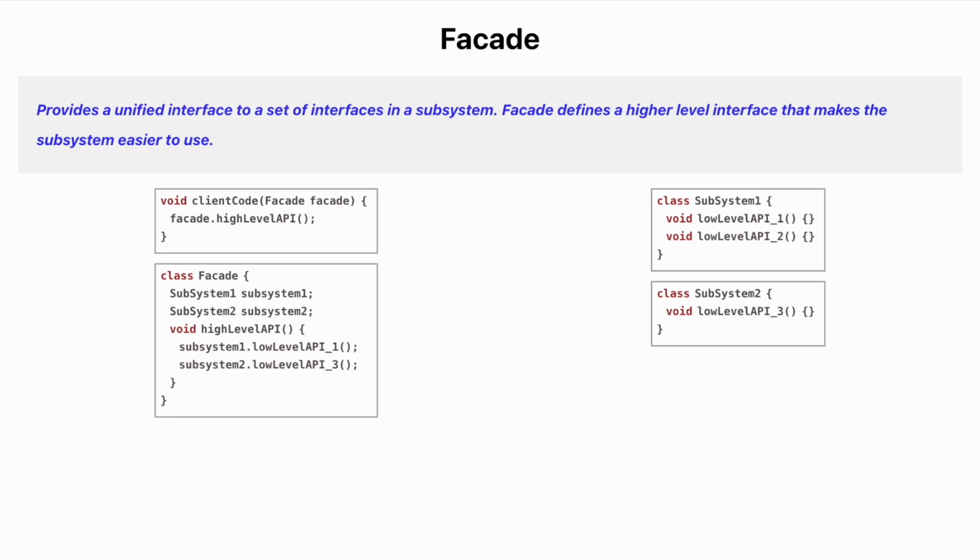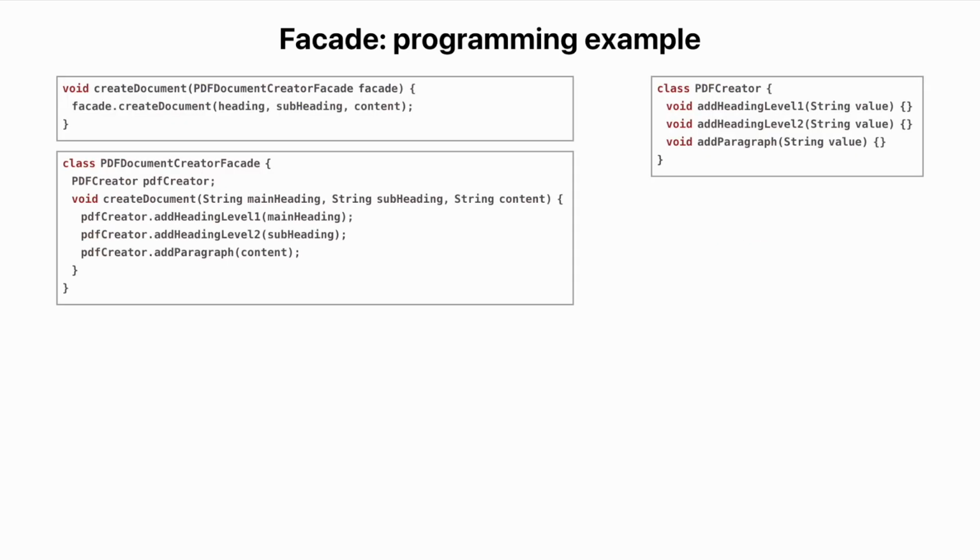For example, in an application, we have to create a PDF document which has to contain heading level 1, heading level 2, and a paragraph of text. Consider there is a PDF creation library that provides functionalities like adding a text with properties like font size, font face, font family, and text alignment.